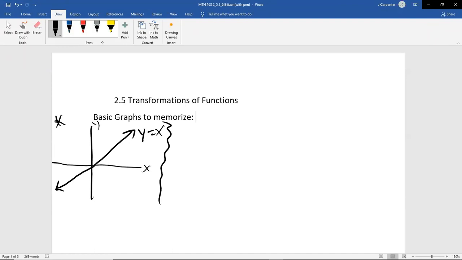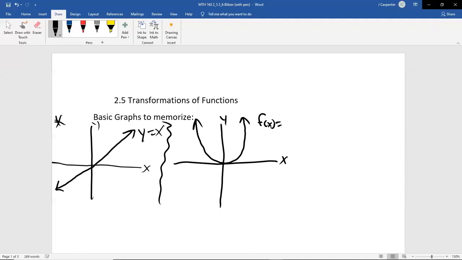The ones that I really suggest memorizing are, and I'm going to even write these in function notation. This is our standard parabola, f of x equals x squared. That's our standard parabola. This is at the origin where it starts, and then it just goes up on both sides.